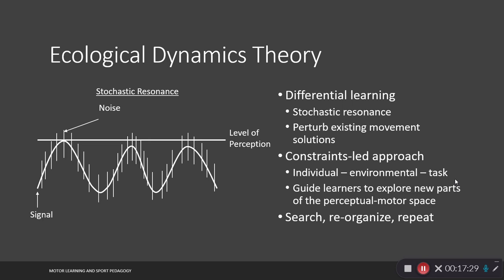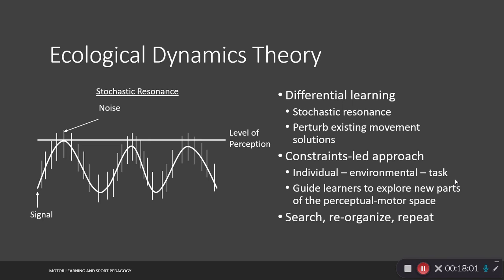Differential learning is based on the idea of stochastic resonance, which comes from image processing and audio processing. So if we look at this graph on the left here, if the human level of perception is this white line, and this wave below that is a signal, let's say it's a radio signal, that's below the level of perception. You cannot perceive the signal. But as we add a certain amount of noise, that signal starts to rise to the level of perception. Too much noise and it becomes simply noise, but there is an optimal level of noise.